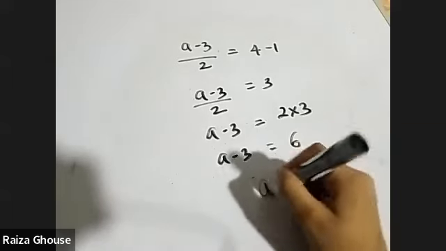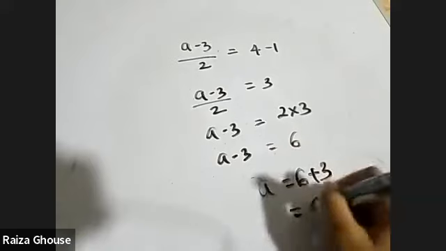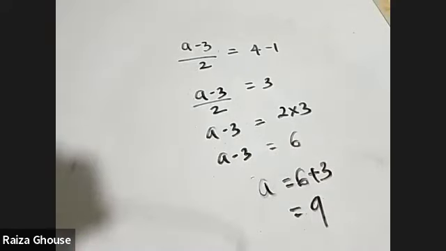What is it? Something is wrong. You are in such a hurry. a is equal to 6 plus 3. That is 9. Who got the answer? Send it to me.